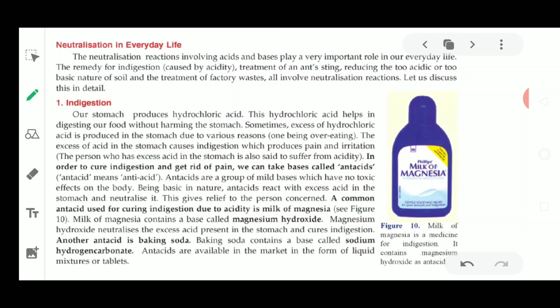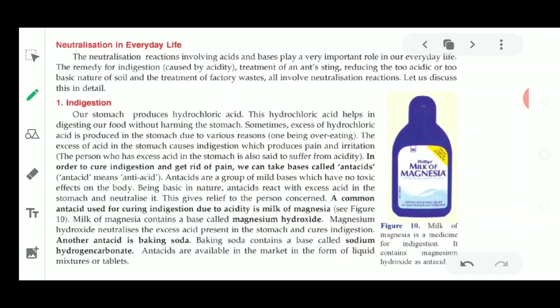Now the first thing is the neutralization reaction. Do you feel that this neutralization reaction is very important in your life? Yes, it is important. This neutralization reaction involves acids and bases, which play a very important role in your everyday life. The remedy for indigestion, that is, acidity, the treatment of ant stings, reducing the too acidic or too basic nature of the soil, and the treatment of factory wastes. All these involve the neutralization reaction.